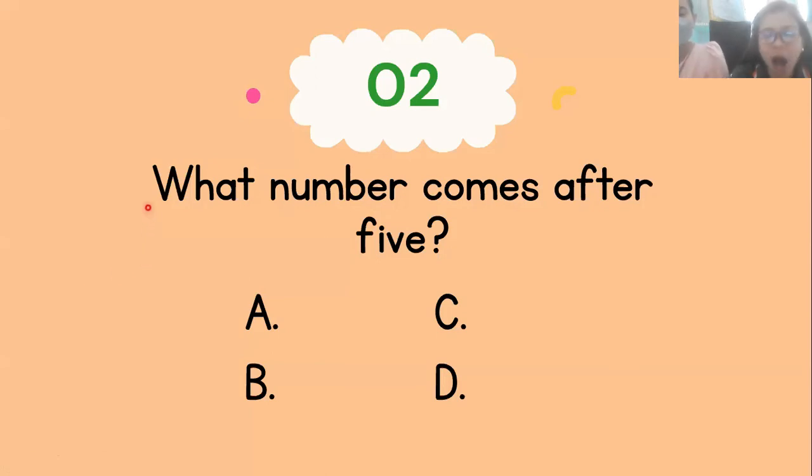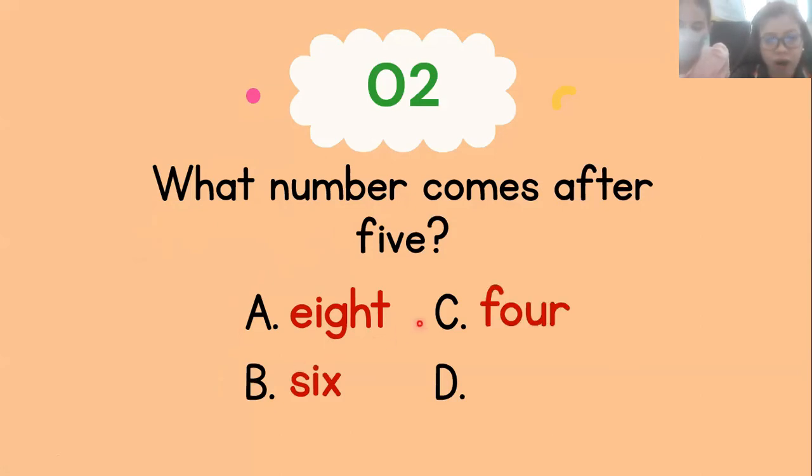What number comes after 5? What number comes after 5? A, 8. B, 6. C, 4. D, 5. What number comes after 5? 8, 6, 4, 5. Okay, number three.